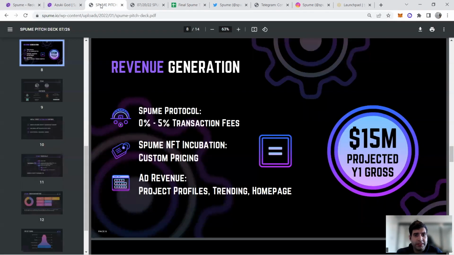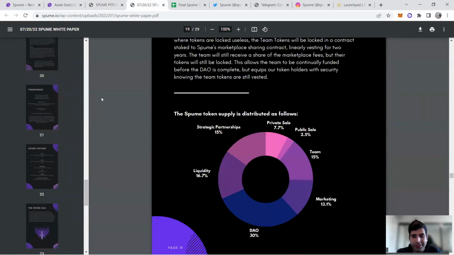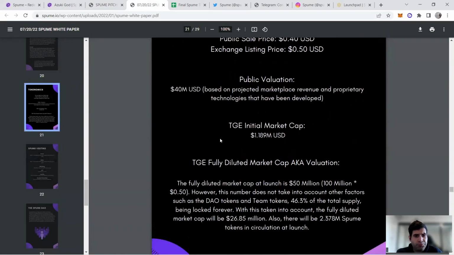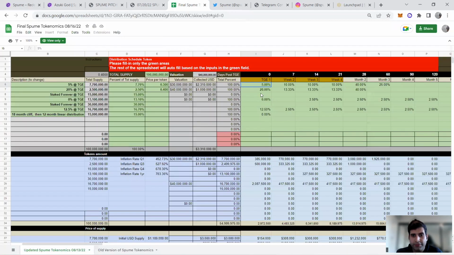You can also see this in the tokenomics actually. So it's not like a secret information that I'm sharing. So if you go here, the vesting here, private, 9.5 weeks. Public, 20% token generation event. And then daily vesting for the next 6 weeks. So it's good because the public gets more in the beginning, but the private also doesn't get a lot of damage, you know, because there's also a continuous flow here.